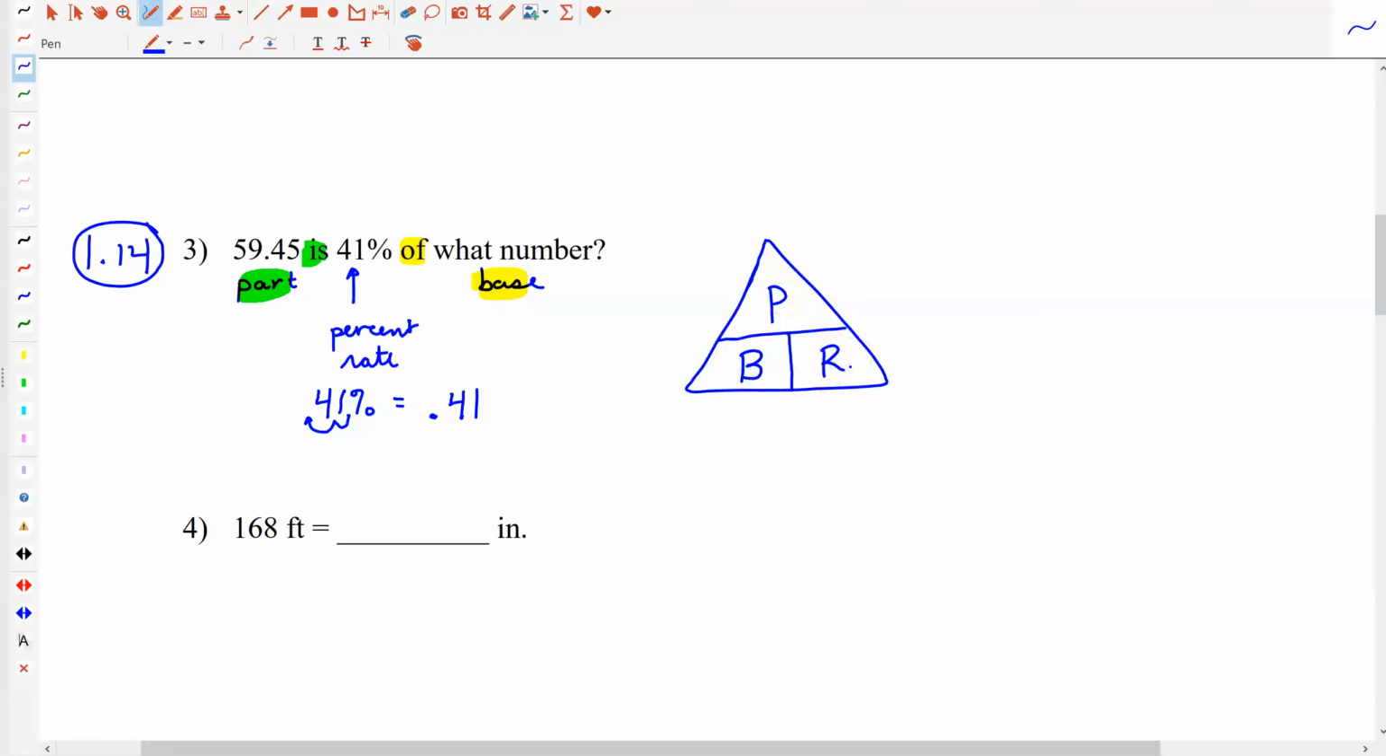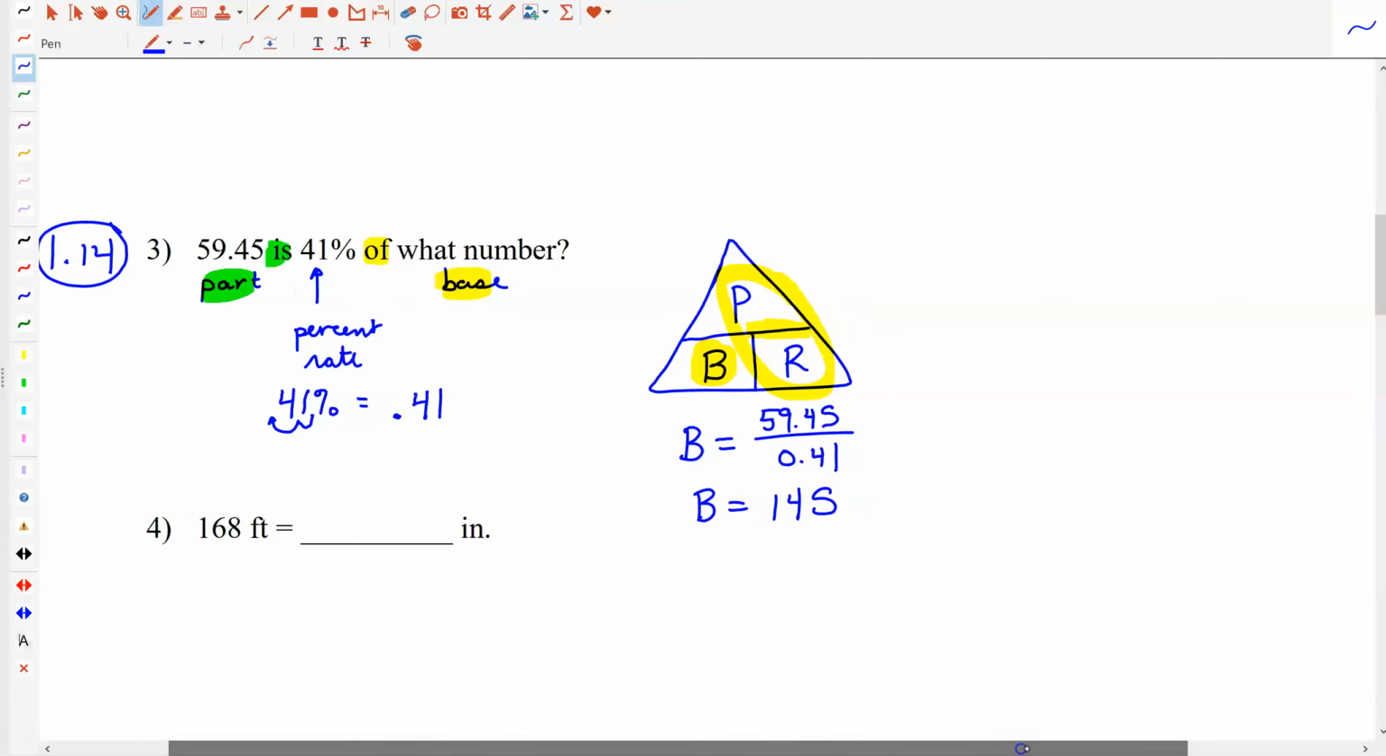So on this problem, it's my base that is unknown. So what this triangle is telling me is to find my base, I would set up my part, which is 59.45, and I would divide it by, and how I'm seeing my divided by, I'm going to use this bar right here. So it's my P divided by my R, or my part 59.45 divided by my rate, which is 0.41. Then you can pop that into your calculator and you're going to get your base is 145.